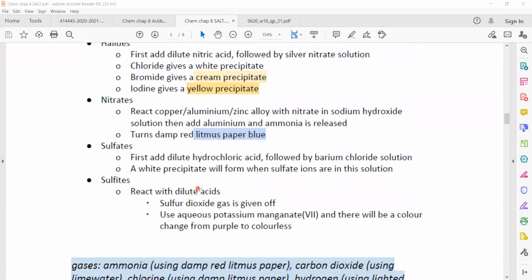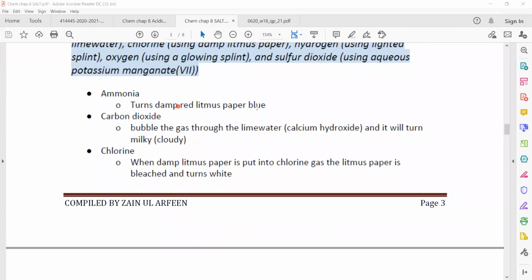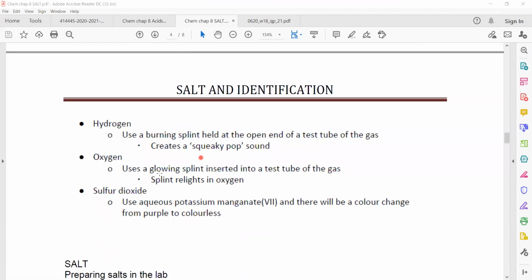White precipitate. Sulfite, it gives off sulfur dioxide when we add acidified aqueous potassium manganate, and there will be a color change from purple to colorless. Test for gases: ammonia turns damp red litmus blue, carbon dioxide turns lime water milky, chlorine turns damp blue litmus first red and then bleaches it, removing the color.